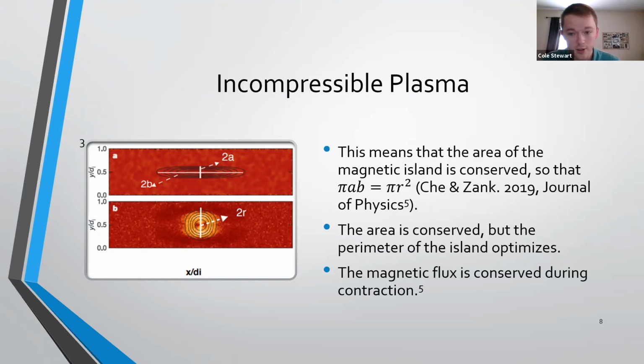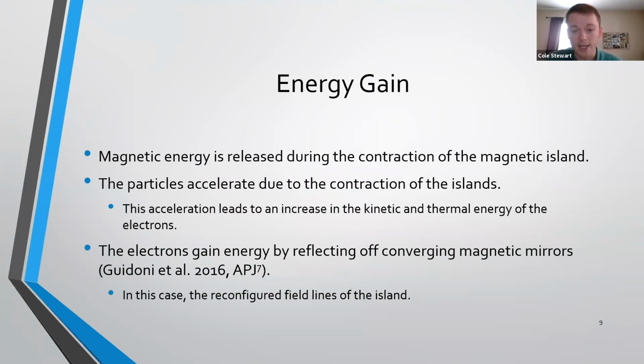With this assumption of the incompressibility of plasma, the magnetic flux is conserved during contraction. Conservation of magnetic flux leads to energy gain. The magnetic energy is released during the contraction of the magnetic island.